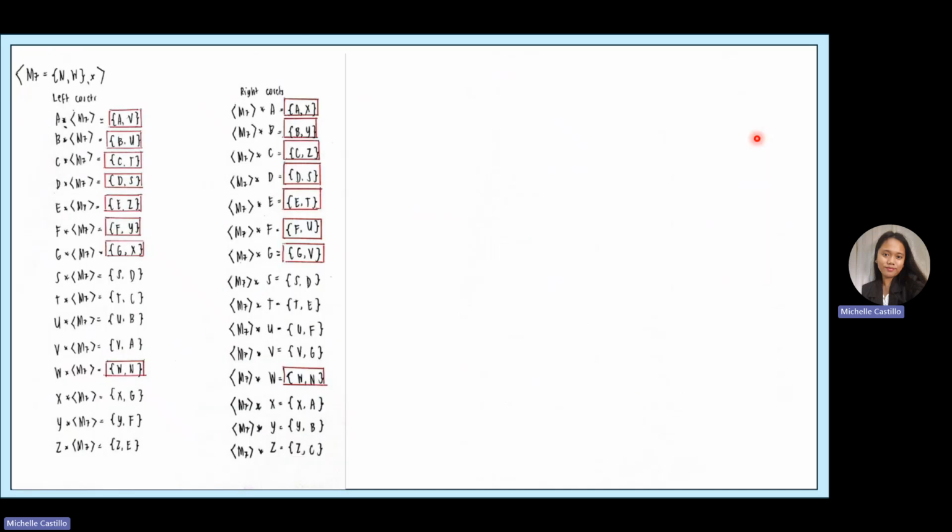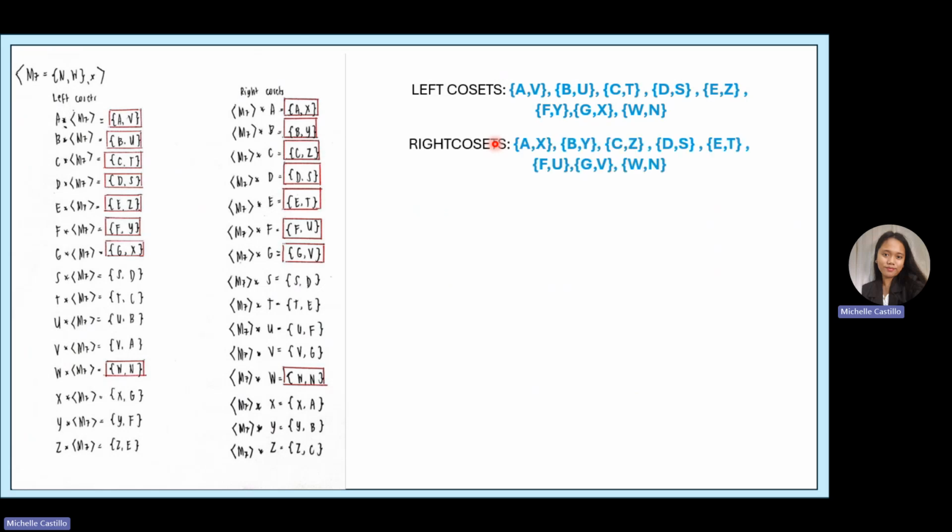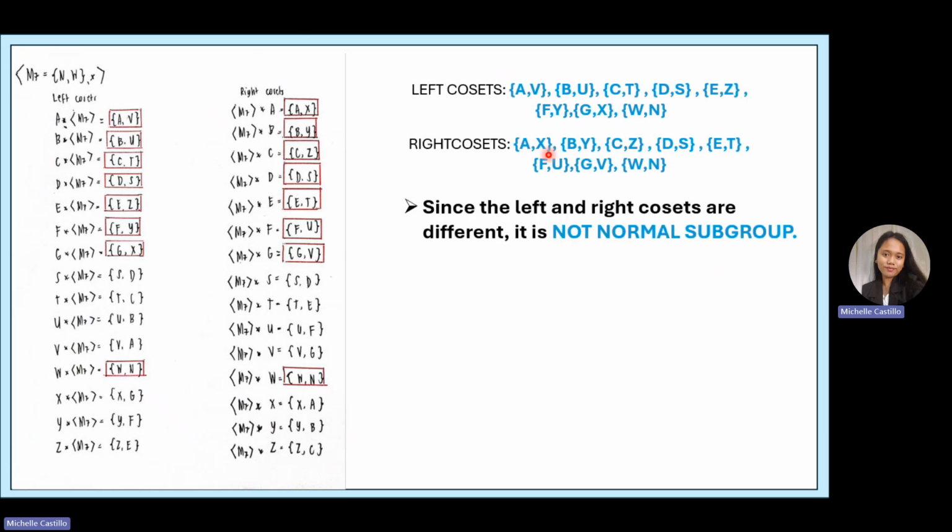So when we continue this process, we will get these left and right cosets. For the left cosets, we have AV, BU, CT, DS, EZ, FY, GX, and W and N. For the right cosets, we have AX, BY, CZ, DS, ET, FU, GV, and W and N. Since, as you can see, the left and right cosets are different, it is not a normal subgroup.